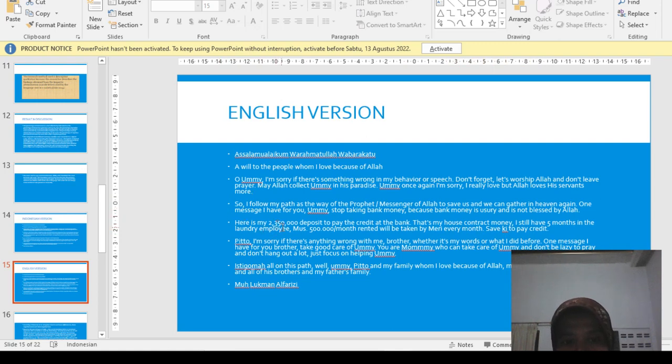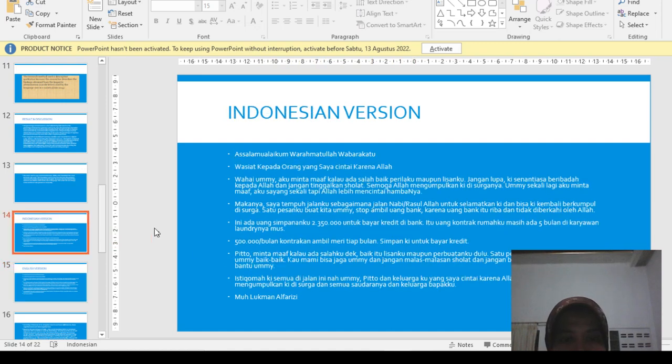Here is my 2,350,000 deposit to pay the credit at the bank. That's my house contract money. I still have 5 months in the laundry employee. Most 500 per month rented will be taken by Mary every month. In Indonesia here, 500.000 bulan kontrakan ambil Mary. Ini kalau di Indonesia cannot translate it, ambil Mary here must be translated into passive.